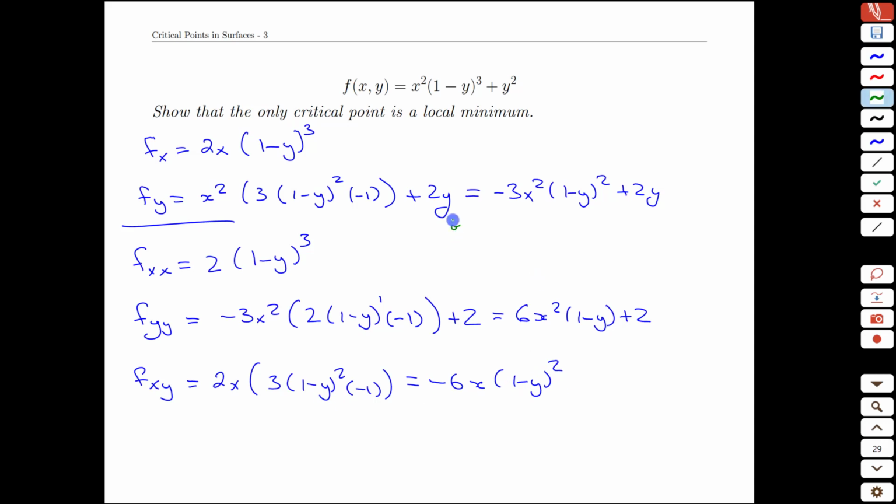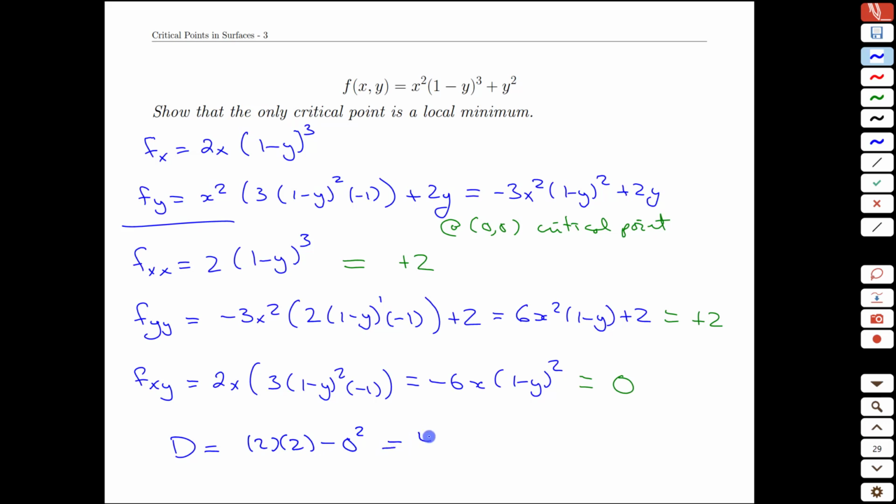And then what we can do is substitute in our 0, 0 critical point. If we do that, we're going to get 2 times 1, which is positive 2. The y second derivative is going to equal 0. That all gets wiped out. Plus 2. And last but not least, our mixed partial derivative at the point 0, 0 is going to be 0 because of that multiplier of x. What that gives us is a discriminant of xx, yy, 2 times 2, minus 0 squared, that's 4.